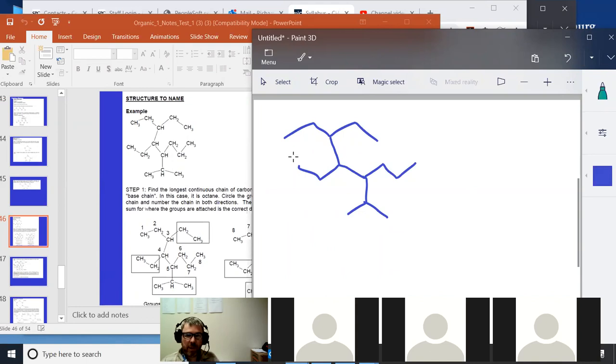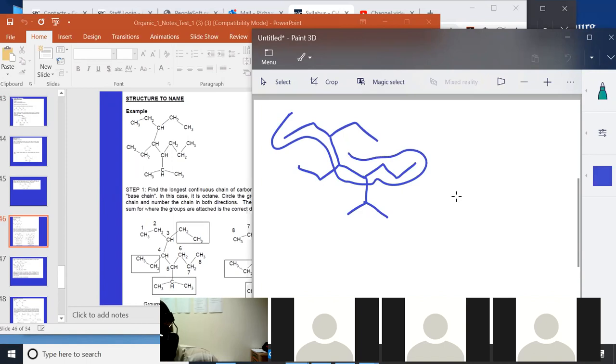See, you might look at this and want to start at this left end here and go 1, 2, 3, 4, 5, 6, 7 and say, well, 7. But that's not the longest chain. The longest chain is actually an octane where you start here 1, 2, 3, 4, 5, 6, 7, 8. So the base chain is actually going to be, I'm going to circle it. There's your base chain right there. And how do you know? Well, it's always the longest one. So it might take some trial and error, but you're going to have to find it.